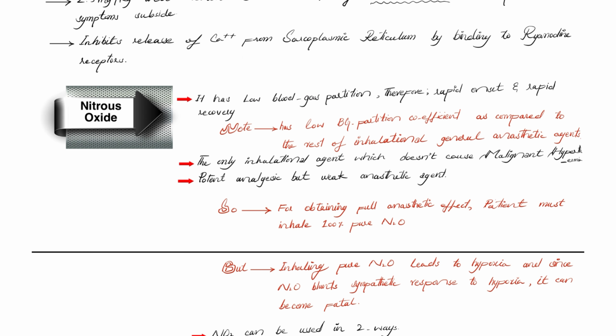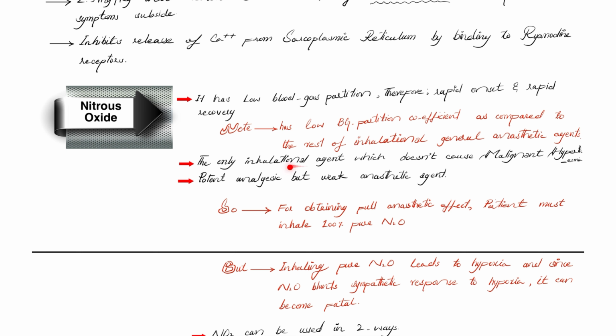But you should also know that nitrous oxide has a lower blood gas partition coefficient as compared to the rest of the inhalational general anesthetics. However, all the inhalational general anesthetics have a low blood gas partition coefficient. They are all less soluble in the blood. All of them have a shorter duration of action and a rapid recovery. But nitrous oxide has lower solubility as compared to the rest of the inhalational agents.